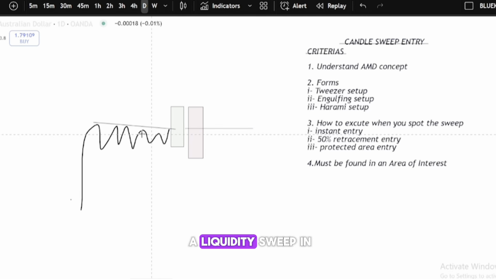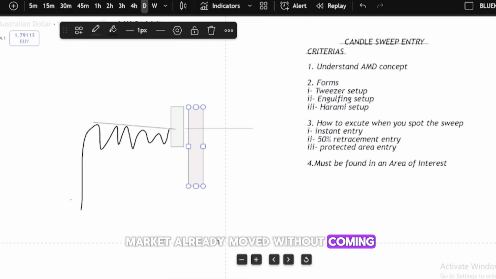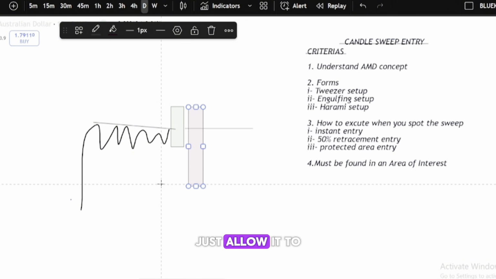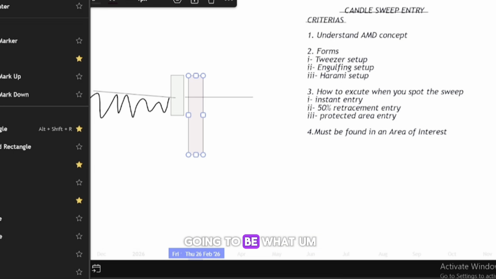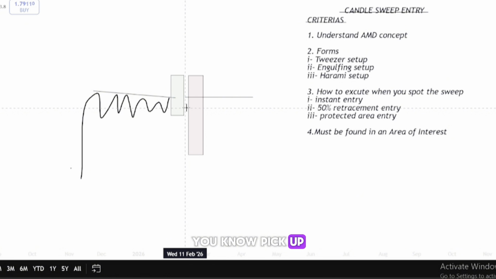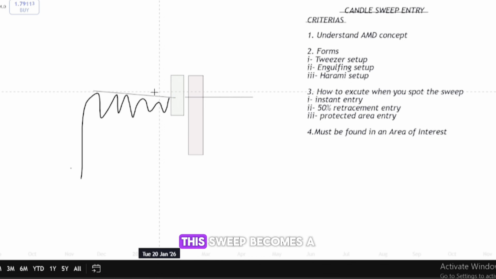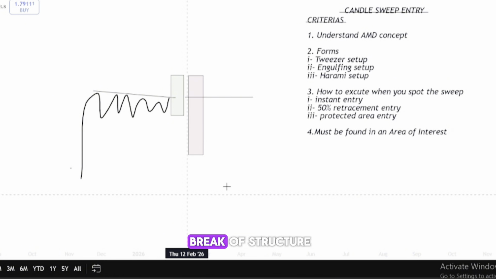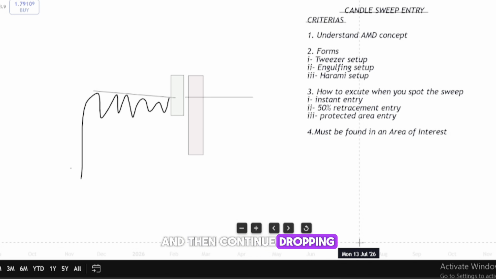Whenever you spot a liquidity sweep in any area like this, in case you missed out, maybe the sell was so long or the market already moved without giving you any form of entry, just allow it to go. Anywhere you have a sweep, trust me, the market is always going to come back down there to pick up for the next re-entry, because this high becomes a protected high. This sweep becomes a protected sweep the moment there's a break of structure. So the market is always going to come back to this area to retest and then continue dropping all the way.